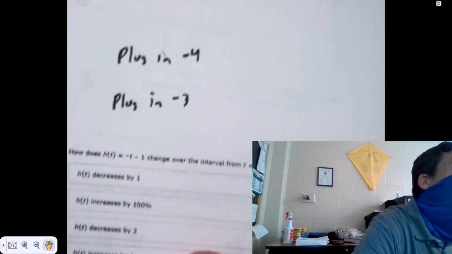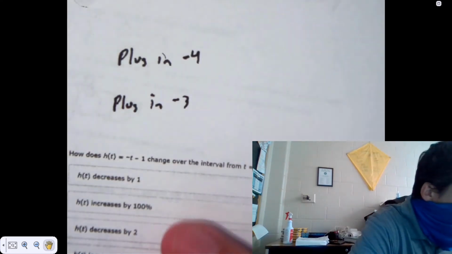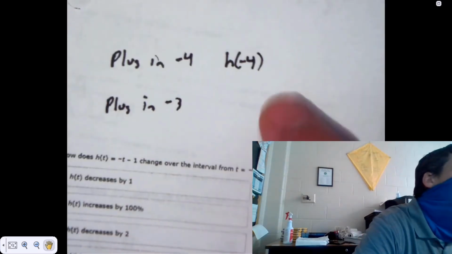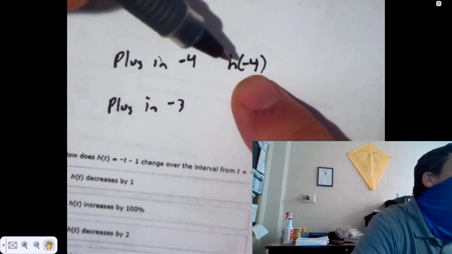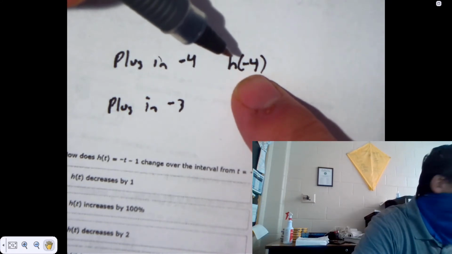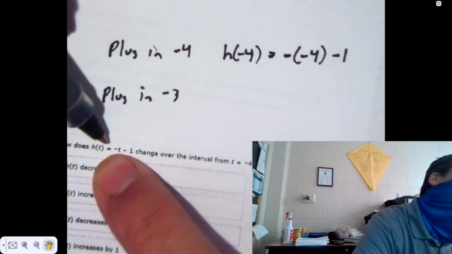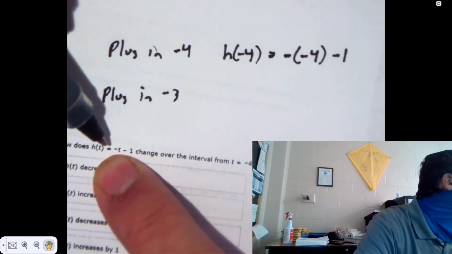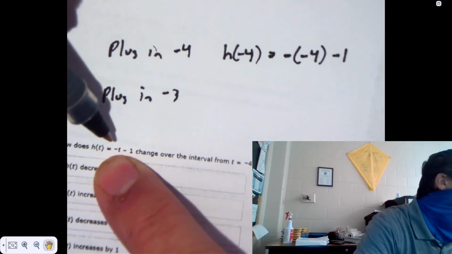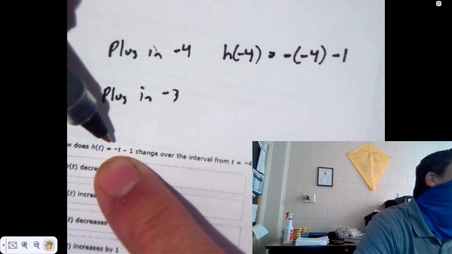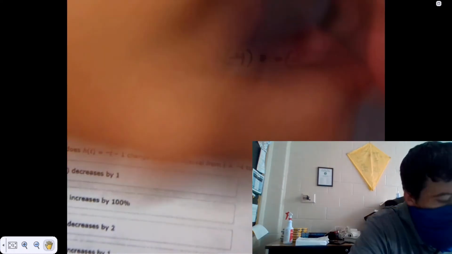All right? I'm going to use function notation. Please do not let it throw you off. But h of negative 4, and most of you have started that lesson, means that you replace that t with what? Negative 4. So negative 4 minus 1, because I'm plugging that negative 4 into this function right here. What is a negative 4 minus 1? It is not a negative 5. No. Negative 4 minus 1. Negative 4, so it's a positive 4 minus 1 is 3.